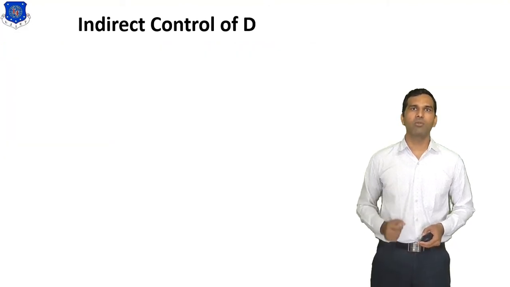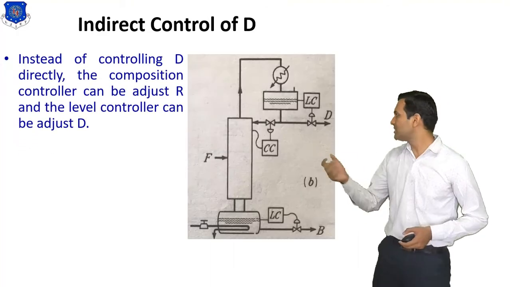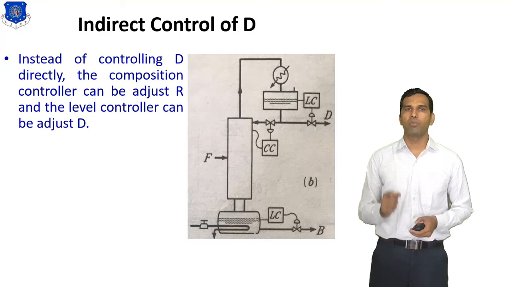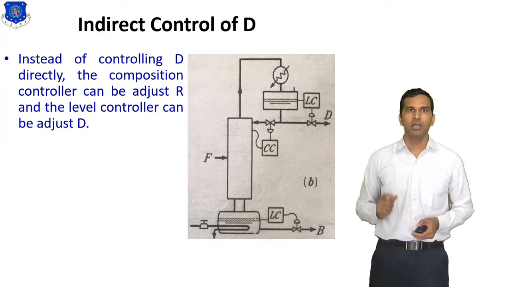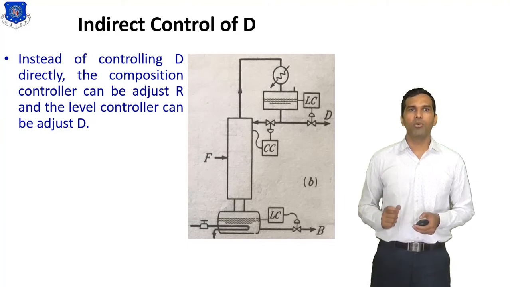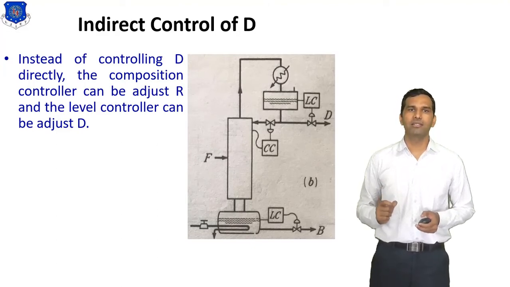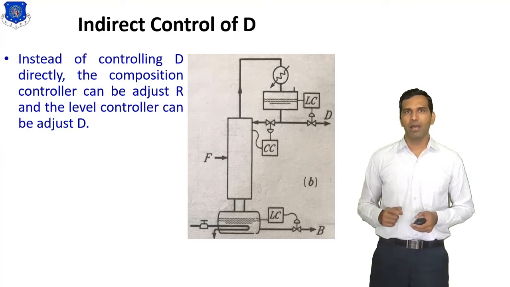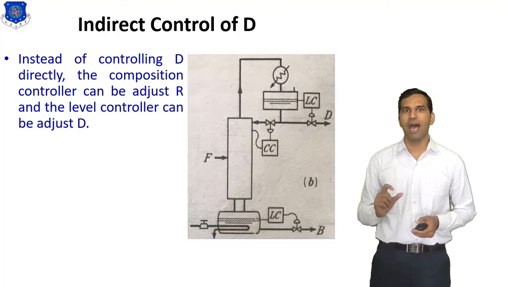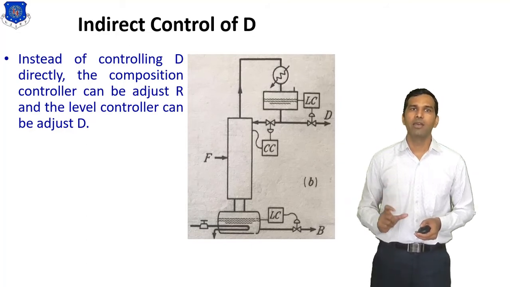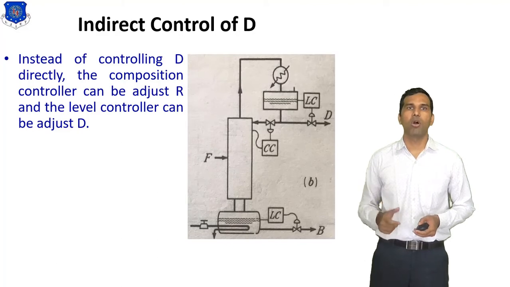Now we discuss the second method, indirect control of D, that means distillate. Here you can see the diagram of indirect control of D. Here we use the same level controller LC and composition controller CC. Instead of controlling D directly, the composition controller adjusts R and the level controller adjusts D. That means the reflux flow is adjusted by the composition controller, and the level controller adjusts D, the distillate product or overhead product.